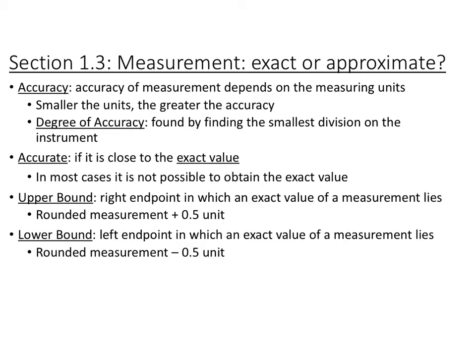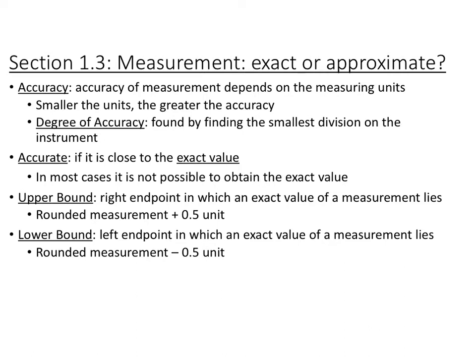Section 1.3 is going on to more about measurements, specifically the exactness or the approximation of measurements. Accuracy of a measurement depends on the measuring units. We talked about last time, the smaller the units, the greater the accuracy. A millimeter is more accurate than a centimeter, which is more accurate than an inch. And then degree of accuracy can be found by finding the smallest division on the instrument.